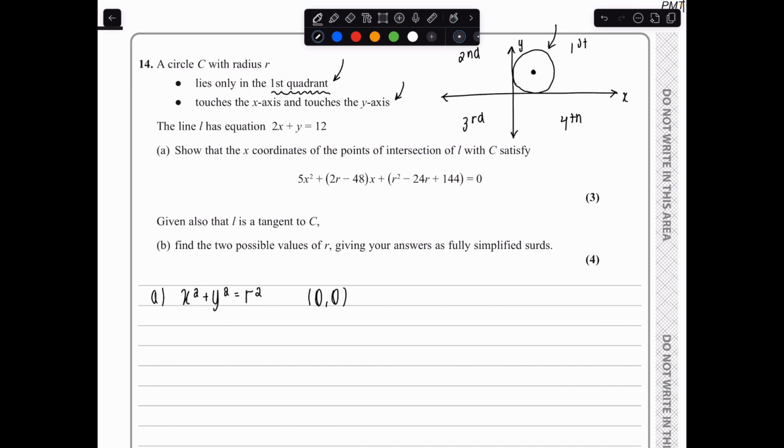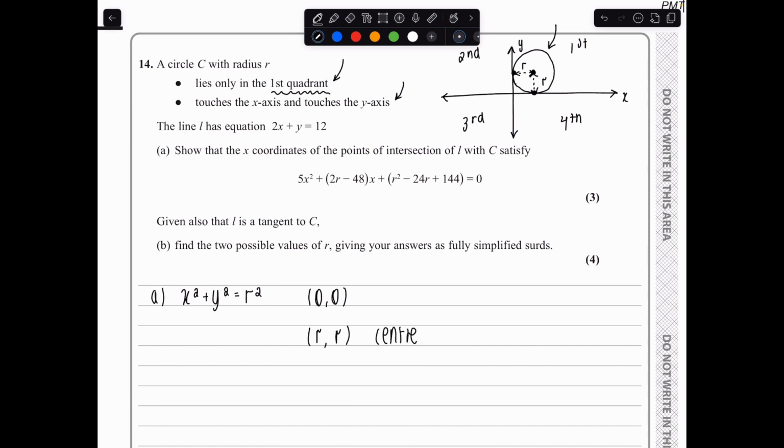Now, something we need to realize is since our circle touches the x and y axis, this length here is the radius, and this length here is also the radius. So if we think about what the center is as a coordinate, the coordinate of the center is just the radius for the x direction and another positive radius for the y direction. So that is our center.